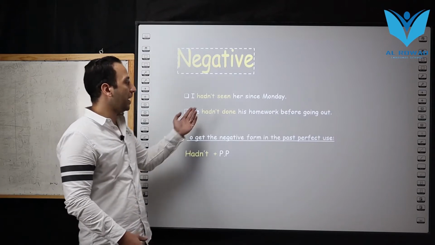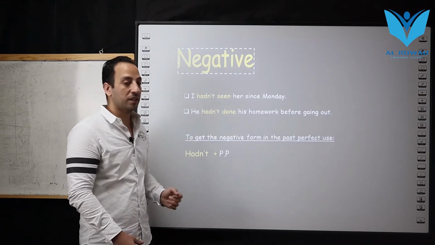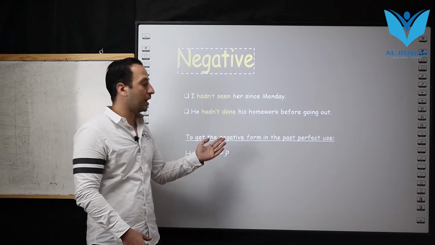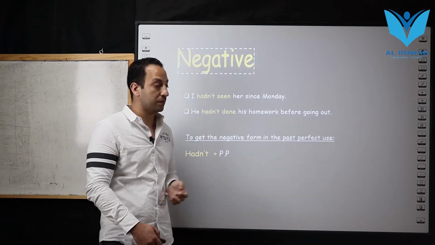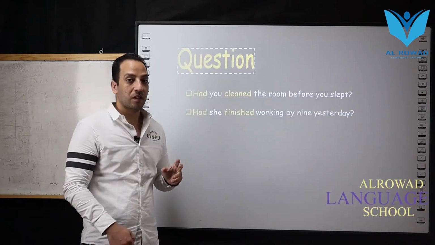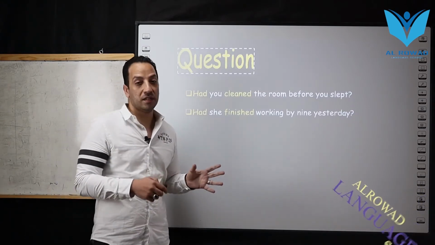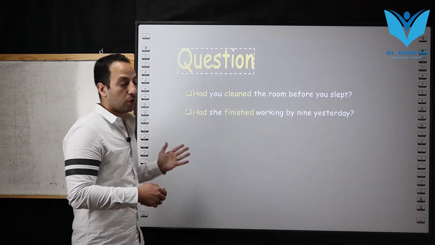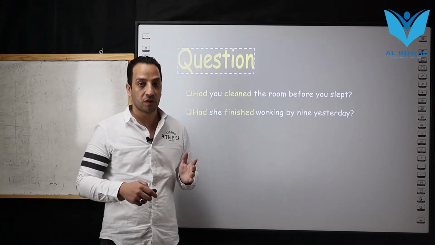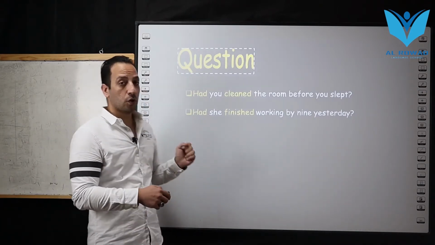Like here, I hadn't seen her since Monday. And here, he hadn't done his homework before going out. How can I make a question? As we said before, there are two kinds of questions. The first kind, yes or no question, and the second kind, WH question. Let's start with yes or no question.